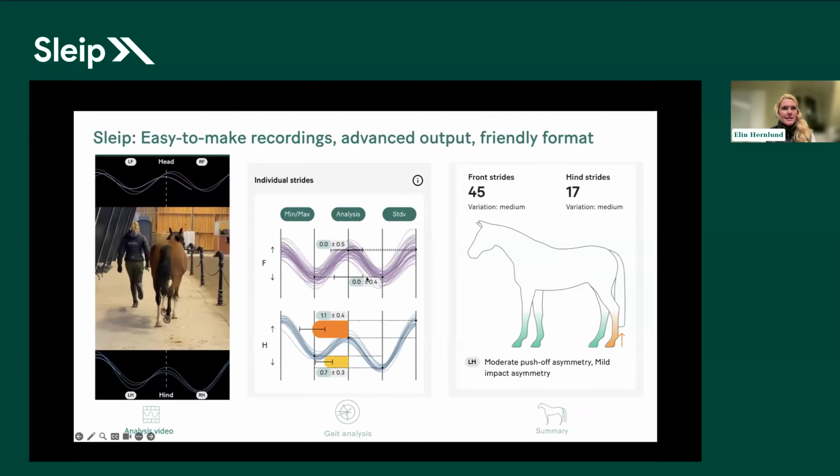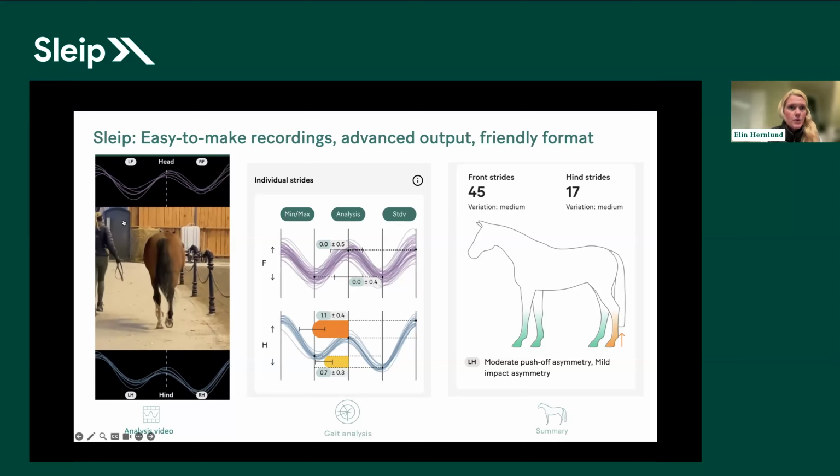Okay, so what does Sleip do here? I've been using a lot of different objective gait analysis tools. And what is specific with Sleip? Well, actually, not very much different from other types of systems that you can use to measure asymmetry, but it's very easy to use. So it's easy to make the recordings. It still has an advanced biomechanical output, and hopefully it's going to be in a friendly format.